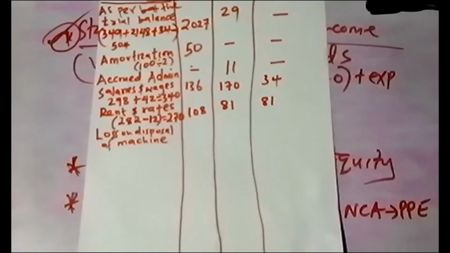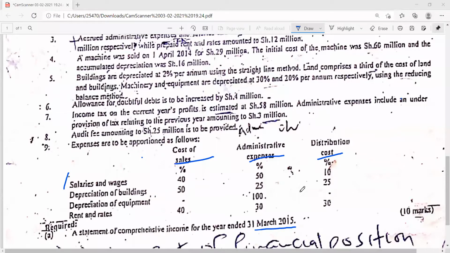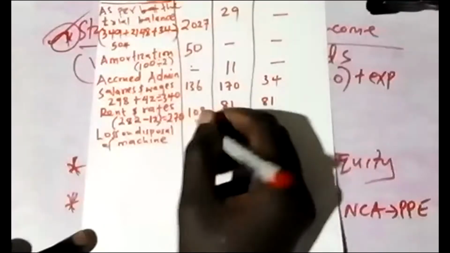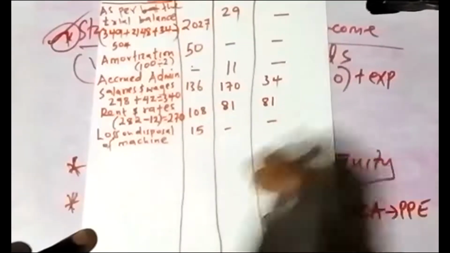So I need to check where to classify that loss of 15 on the machine. Where can I classify it? Under cost of sales. So that is cost of sales, which is 15.